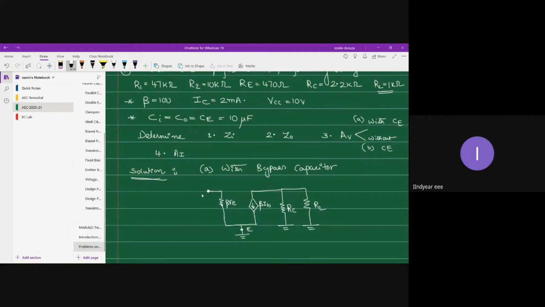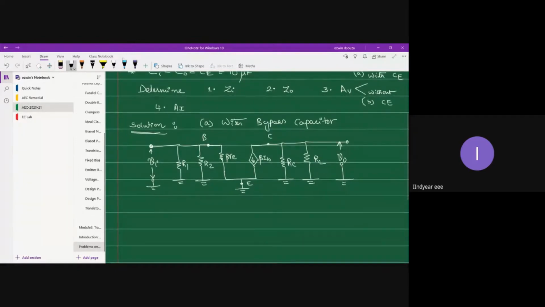All right. On the input side, what do you have? On the input side, you have the voltage divider bias resistor combination, right? That is R2 and R1. It's getting connected in parallel. Okay. And this is where you give your input, and this is where you take out your output. All right. So that's your RE model with bypass capacitor.